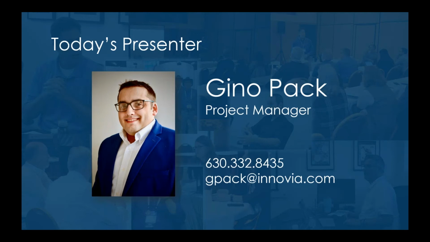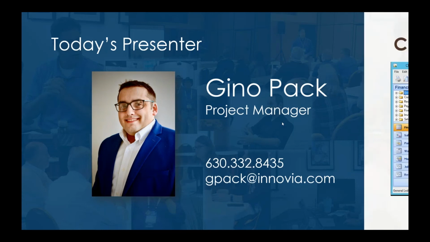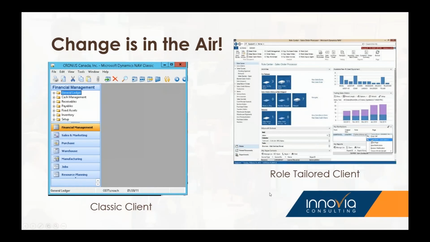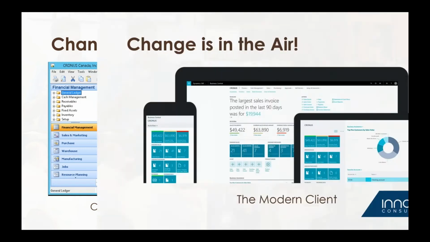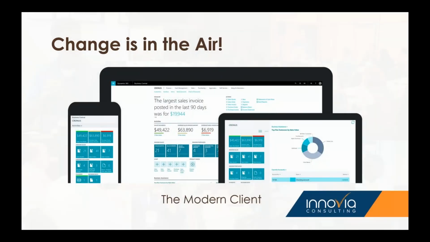Primarily today, we are going to be working out of the new modern client. So without further ado, let's go ahead and get started. So, changes in the air. Through the different versions of Nav, we all have been exposed to these changes. There's been several iterations of the client. The first one was your Classic client. The next was the Retailer client. And now Microsoft is introducing what is called the modern client.